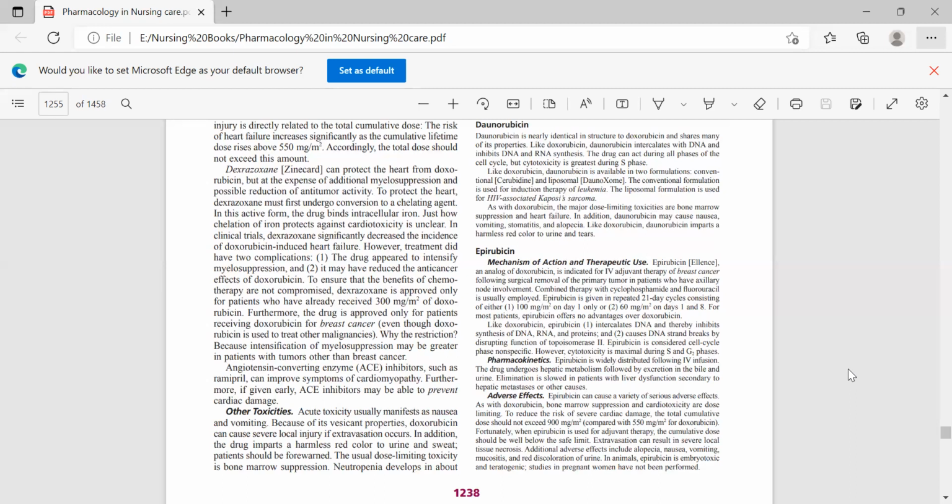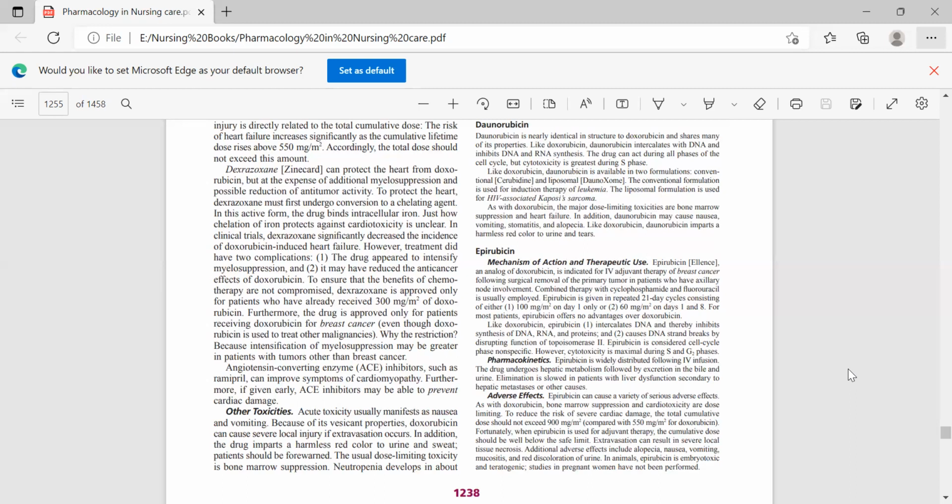Epirubicin is again available as IV infusion. Hepatic metabolism occurs, with excretion in both bile and urine. Elimination is slow in patients with liver dysfunction secondary to hepatic metastasis or other causes. Coming to the adversities, the most severe are again bone marrow suppression and cardiotoxicity.